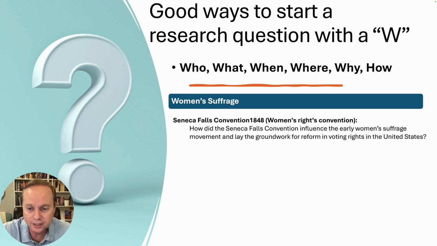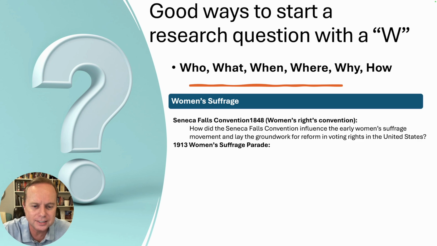How did the Seneca Falls Convention influence the early women's suffrage movement and lay the groundwork for reform in voting rights in the United States? Right? You could try. What I always try to do is, okay, how many different good research questions can I come up with for each one of those? That's a good practice that you can do with these. If I can get better at those, that's a good way to get a little bit of practice. Okay, so that's one of the women's suffrage events.